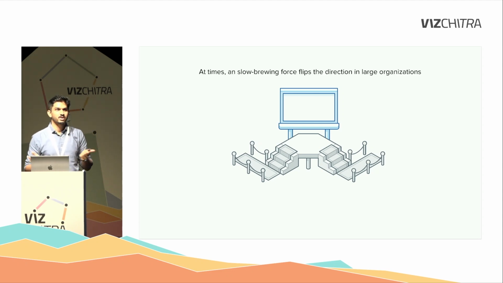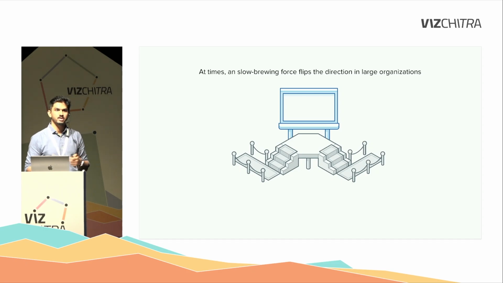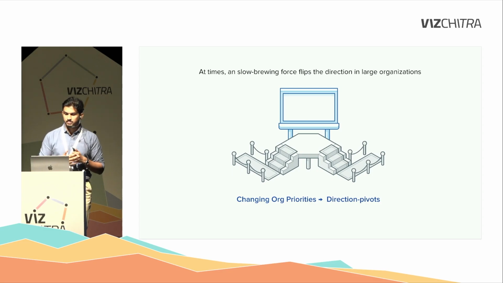in mid to large organizations in enterprise, you often have a plethora of forces beyond your control that can impact you on a second order basis. Something that you didn't even imagine might end up completely derailing what you're working on. Changing org priorities could lead to certain pivots in your direction. So how do you nurture Viz in those conditions?